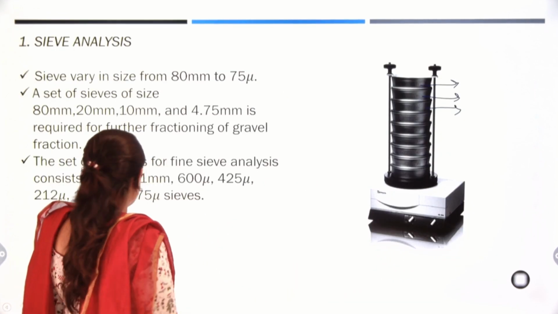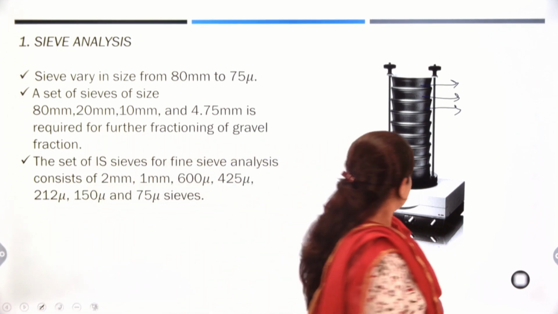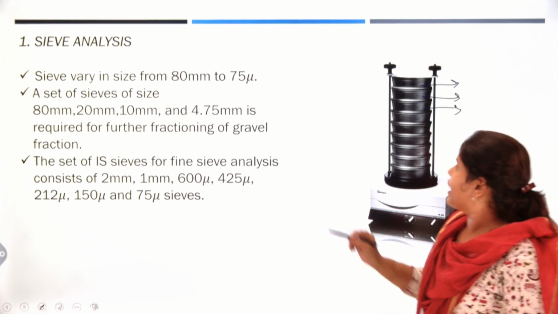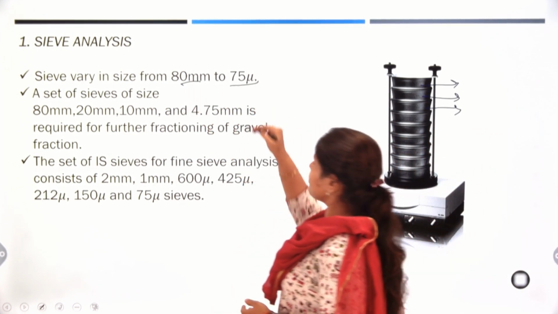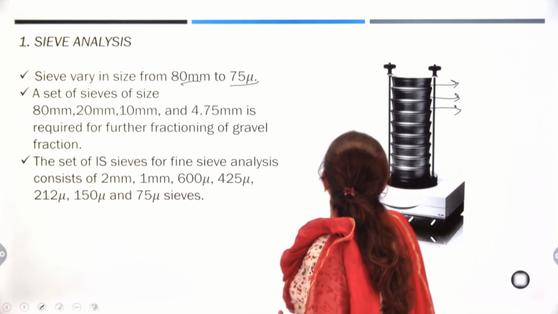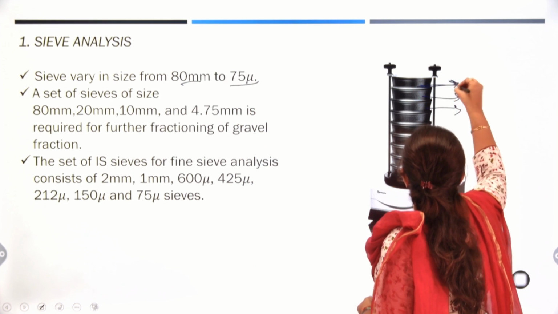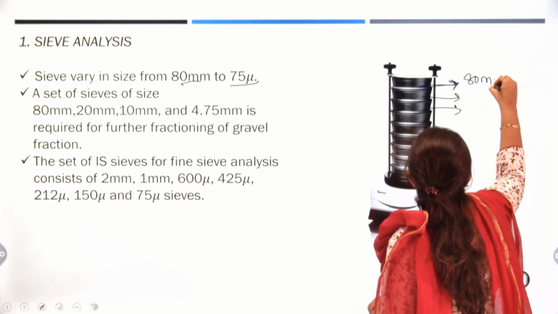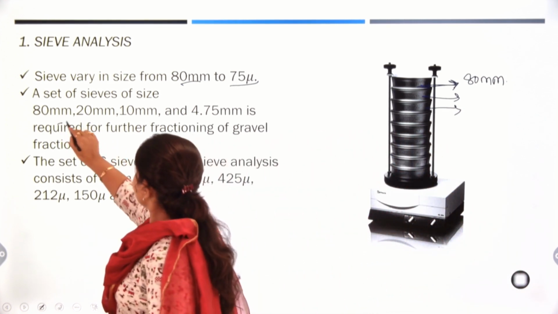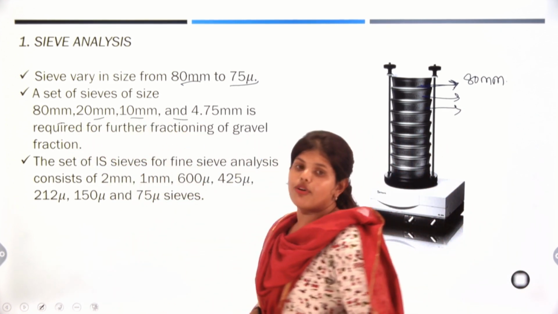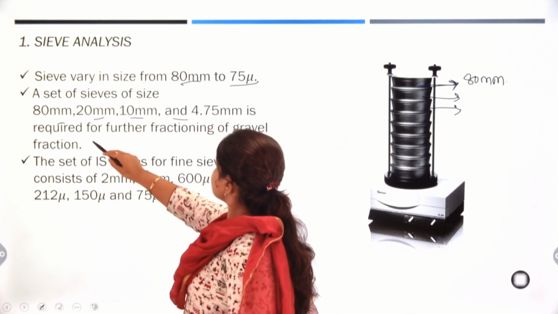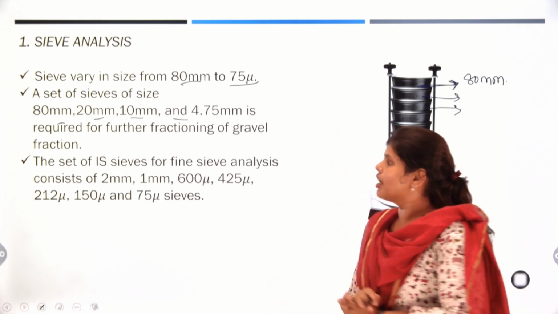So what is sieve analysis? Like what it says, sieve sizes vary between 80 mm to 75 micron. The first one will be the 80 mm sieve size. A set of sieves: 80 mm, 20 mm, 10 mm and 4.75 mm. These are the sieve sizes required for the fractioning of gravel.